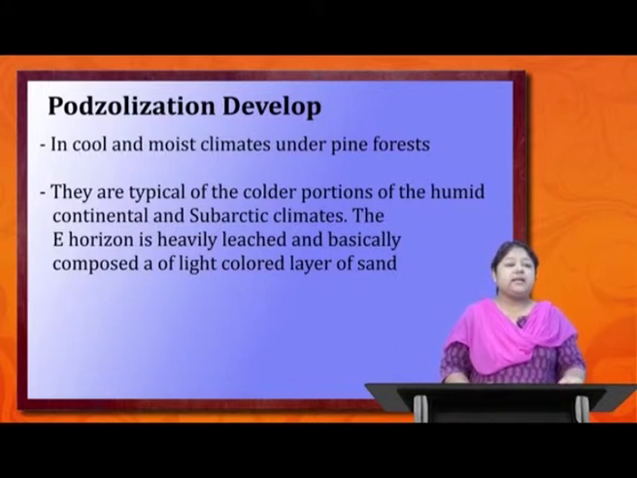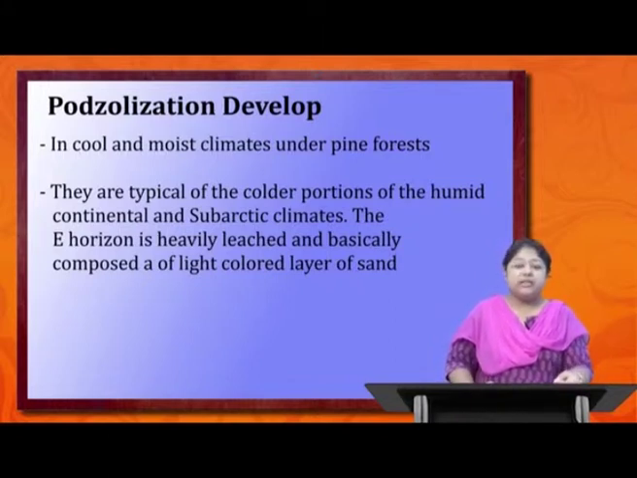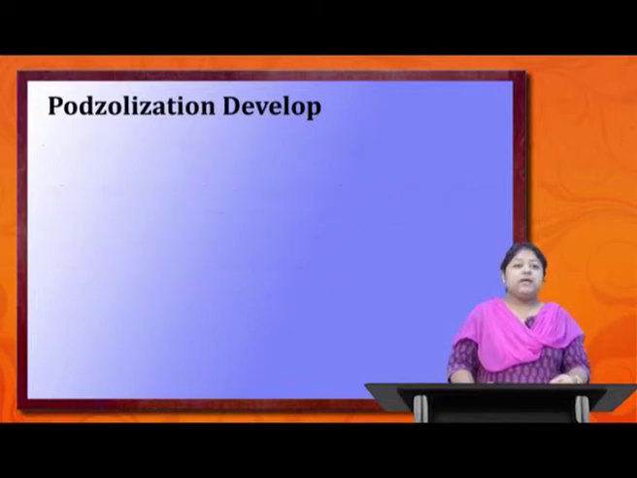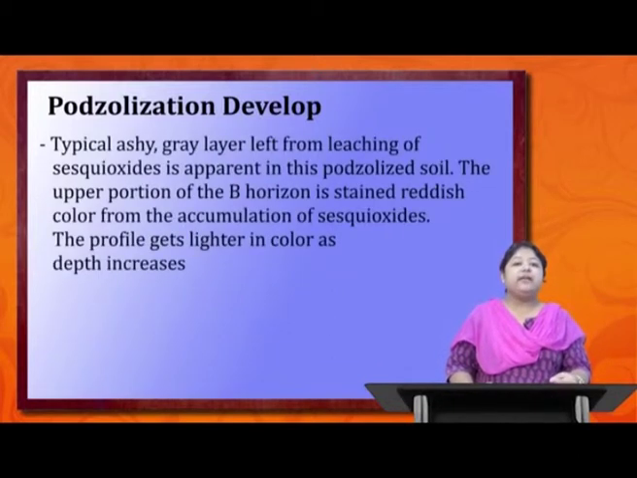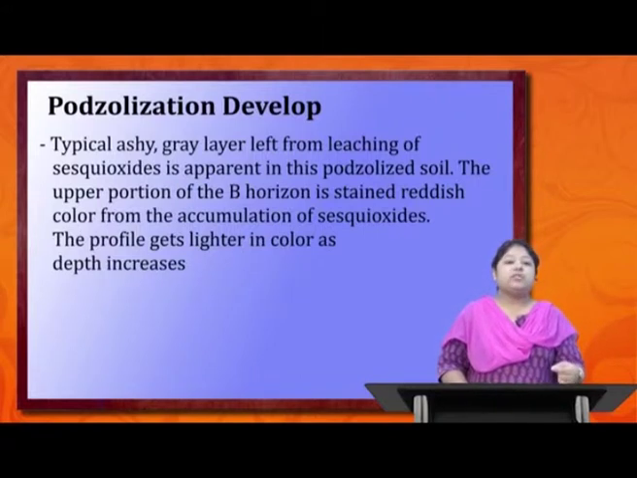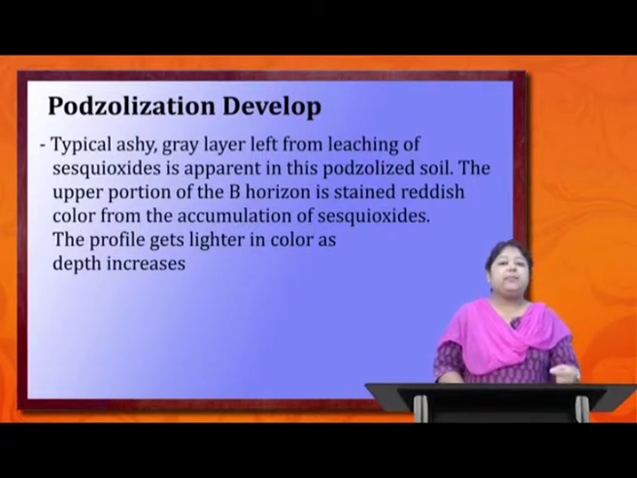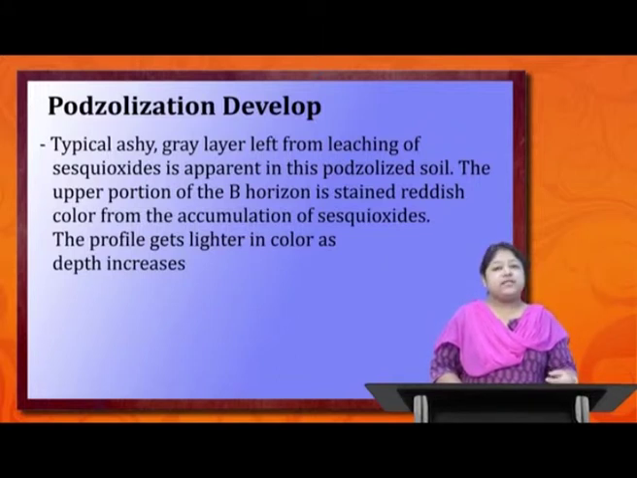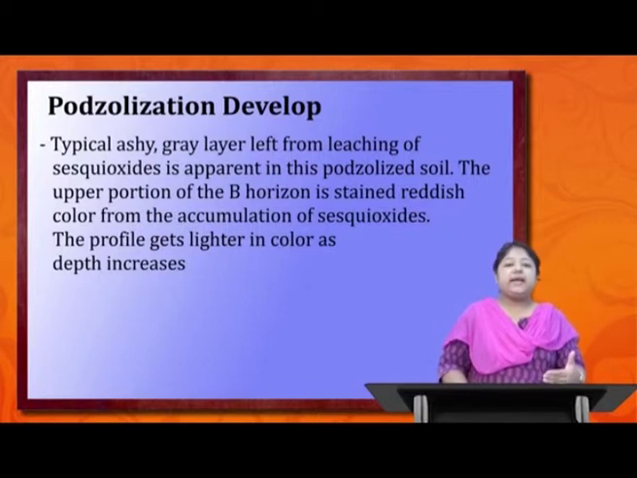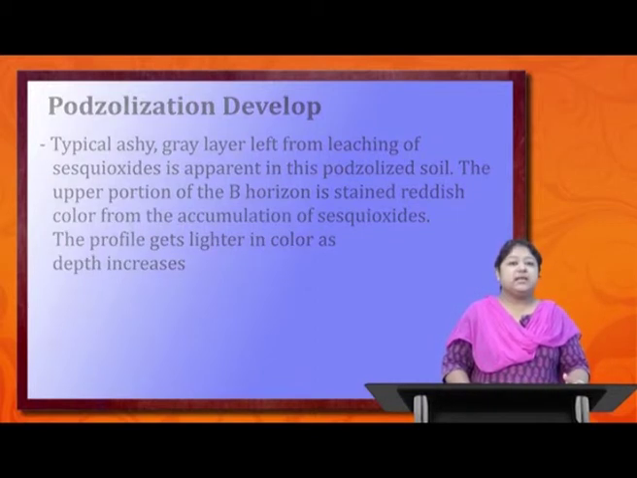And the E horizon, I've told you, is very much leached and basically composed of a light colored layer of sand, which is known as the bleached zone. A typical ashy grey layer left from leaching of sesquioxide is apparent in this podzol soil, and the upper portion is stained reddish from the accumulation of sesquioxides, and the profile gets lighter in color as the depth increases.